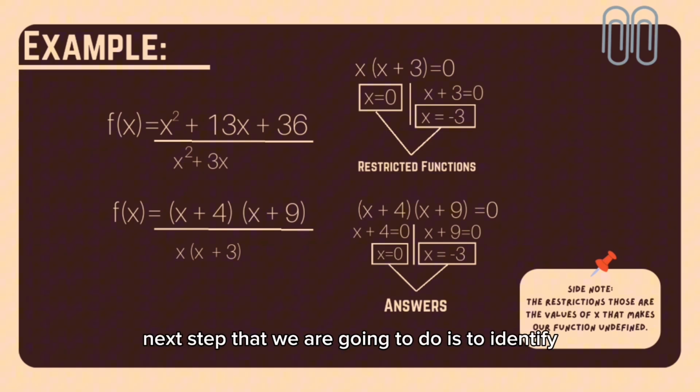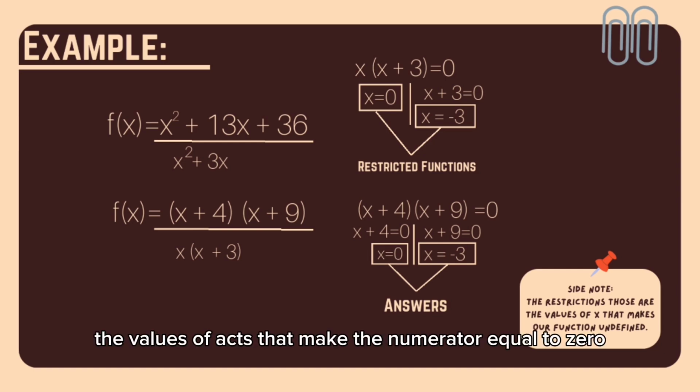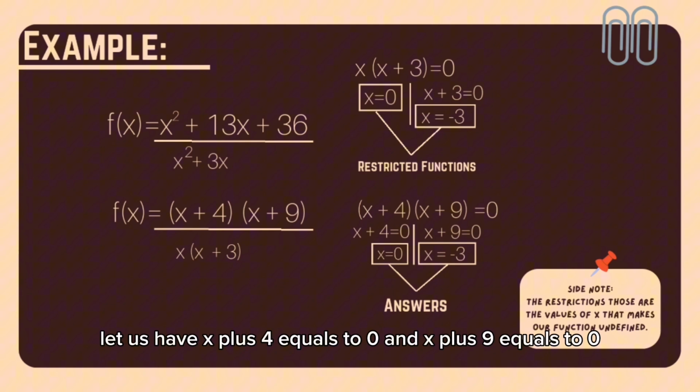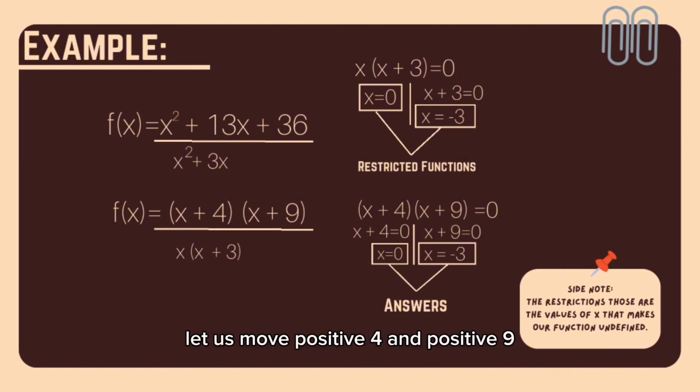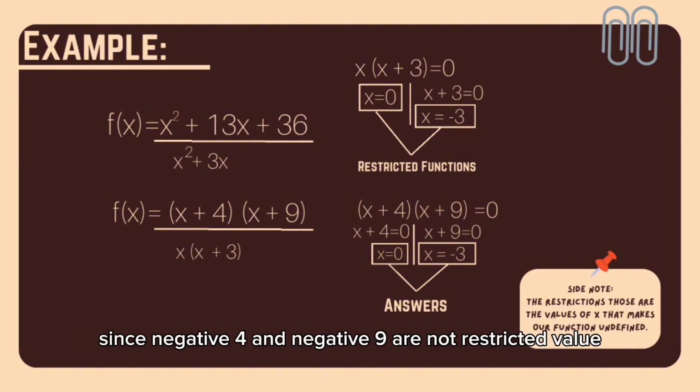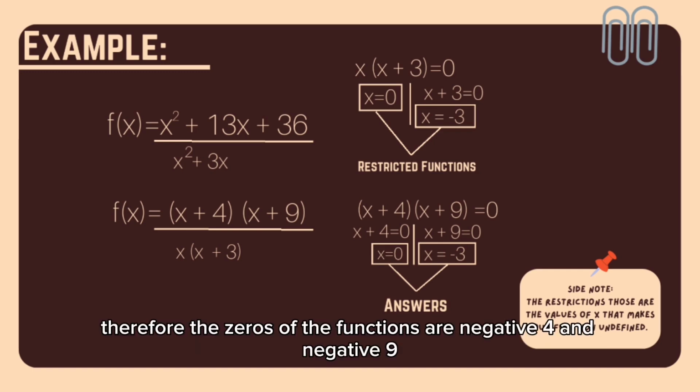Next, we are going to identify the values of x that make the numerator equal to 0. So let us set the numerator equal to 0, that is (x plus 4) times (x plus 9) equals 0. Let us have x plus 4 equals 0 and x plus 9 equals 0. Let us move positive 4 and positive 9 to the other side of the equation. It will give us x equals negative 4 and x equals negative 9. Since negative 4 and negative 9 are not restricted values, therefore the zeros of the function are negative 4 and negative 9.